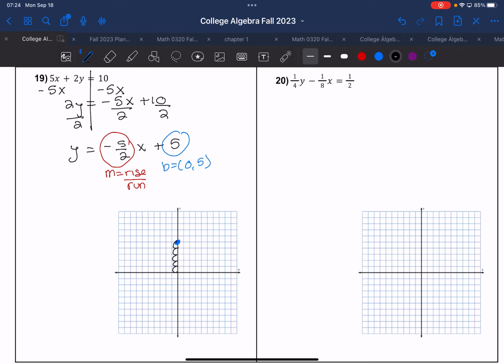Does the negative take over the whole fraction? In this case, I usually just give the negative to the numerator. Because if we gave it to both, we would have a negative over a negative, which cancels to a positive. So you can give it to either one. I usually just give it to the numerator. Okay, so the 2, are we going to go in the left or the right direction? Right, because it's positive. So that means our next point is right here. Once we have 2 points, we can connect them and create our graph. So that means the graph of 5x plus 2y equals 10 looks like this.